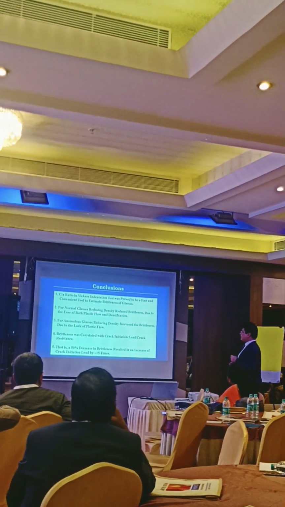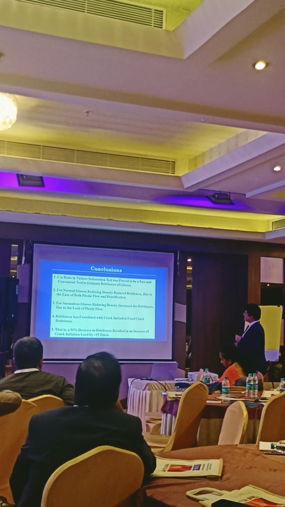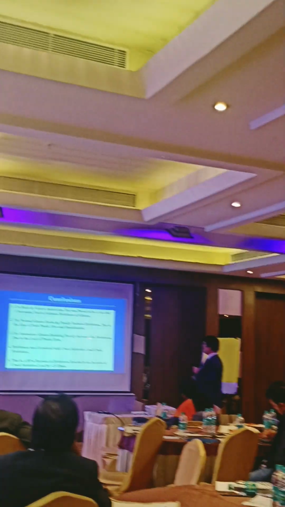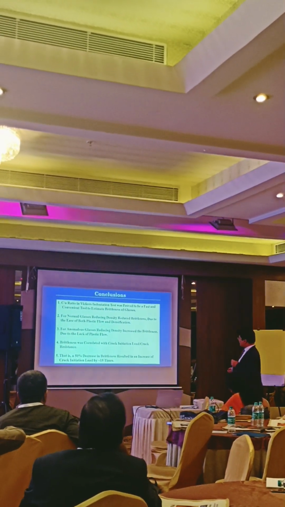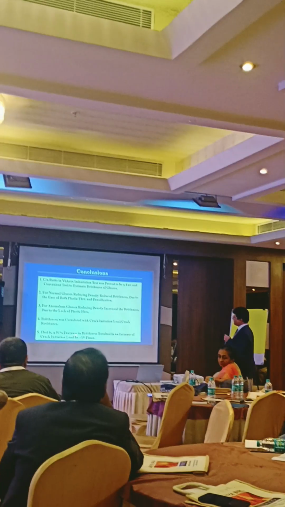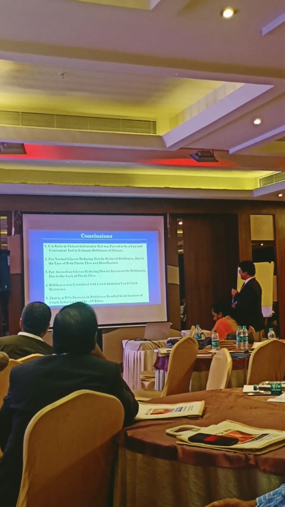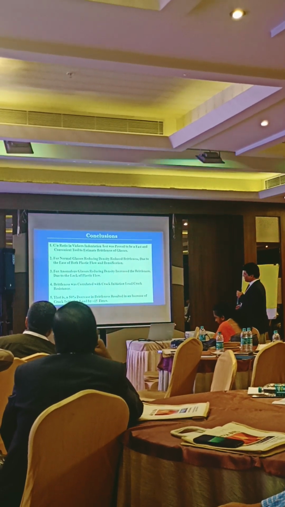For normal glasses, reducing density reduces brittleness. For anomalous glasses, reducing density increases the brittleness. There is a good correlation between crack initiation load and resistance. That is, a 50% decrease in brittleness resulted in an increase in crack initiation load by 15 times.